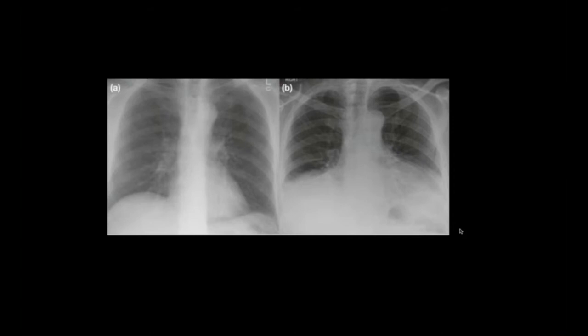This image is comparing a chest radiograph with good inspiration versus a chest radiograph with poor inspiratory effort. The chest radiograph with poor inspiratory effort on the right-hand side shows apparent enlargement of the cardiac silhouette and crowding of the vessels.